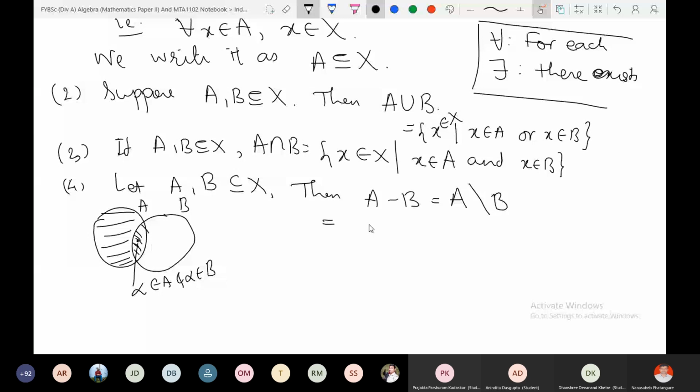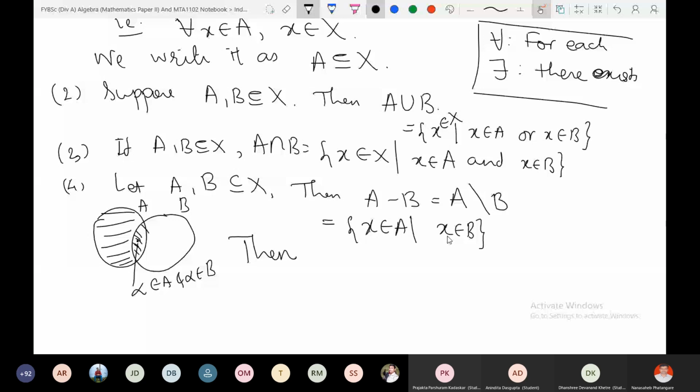So therefore what is this? The X, those elements in A which are not in B. That means the elements in A that are overlapping with B, remove such elements. And therefore from this Venn diagram, the definition of A minus B is clear: the elements in A which are not members of B.